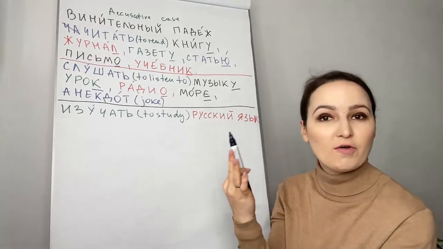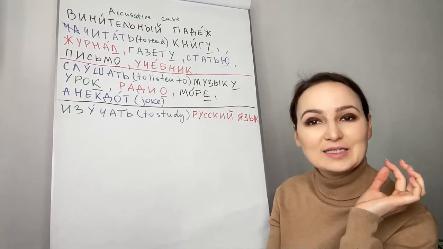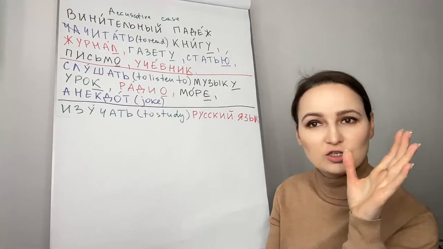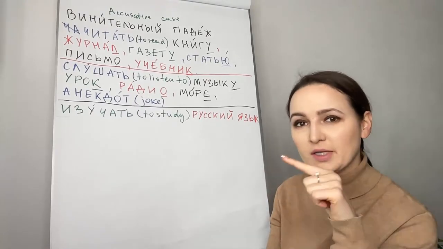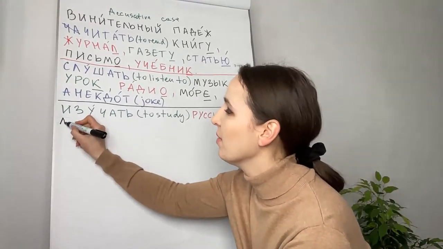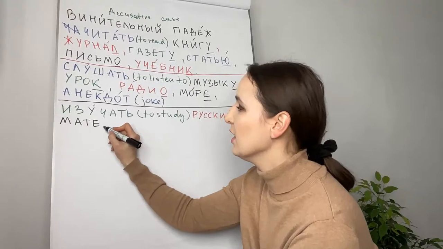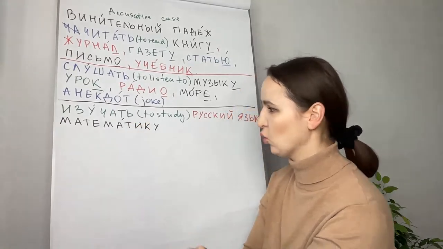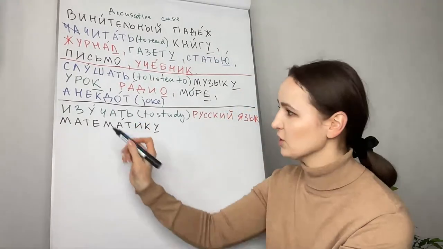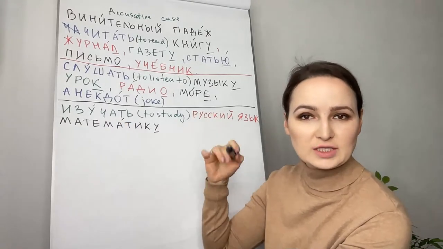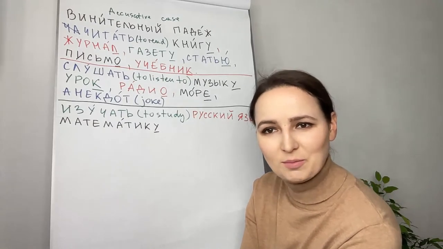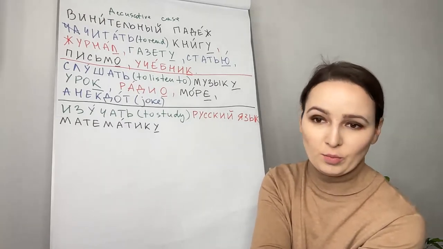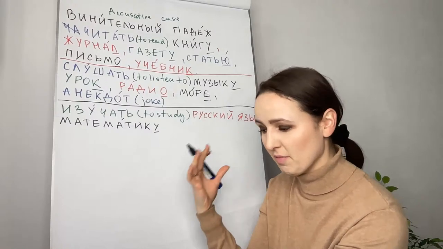Let's see an example with a feminine noun. For example, математика. It ends in a, so it's feminine. And feminine nouns are changed in accusative case. So the last a will be replaced with u. Изучать математику. So the ending is u because it's accusative. Изучать математику, to study math. Отлично, молодцы. Я изучаю математику. Мы изучаем математику. We study math.